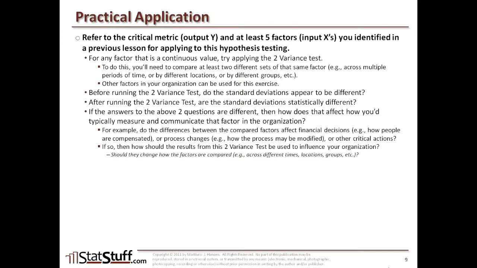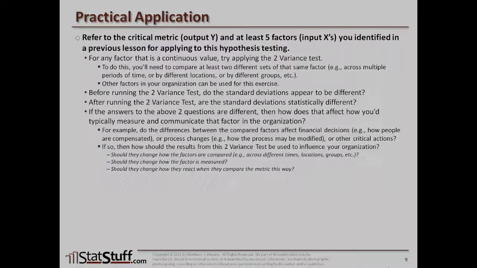Should it change how those factors are compared, like across the different times, locations, or the different groups? Or should it change how the factor is being measured? Or should it change how we react when we compare the metric in this way?